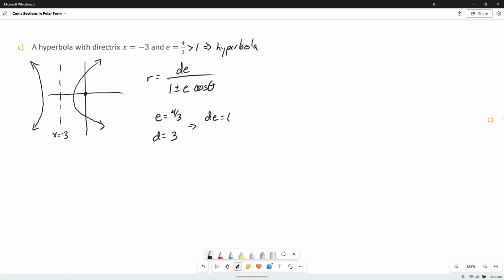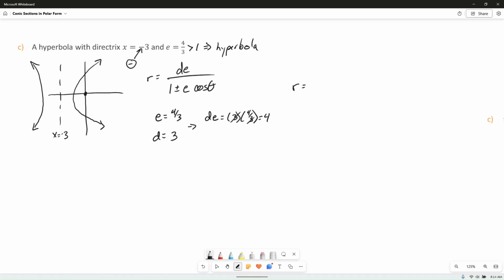So d times e is going to be 3 times 4/3, which you could write as 12 thirds, or you could realize that the 3's are going to cancel, leaving us with just 4. And then I need to know, is it going to be plus or minus? Well, since the directrix is y = -3, I know I'm going to have the minus in there. All right, so again, that's everything that we need to write the equation.